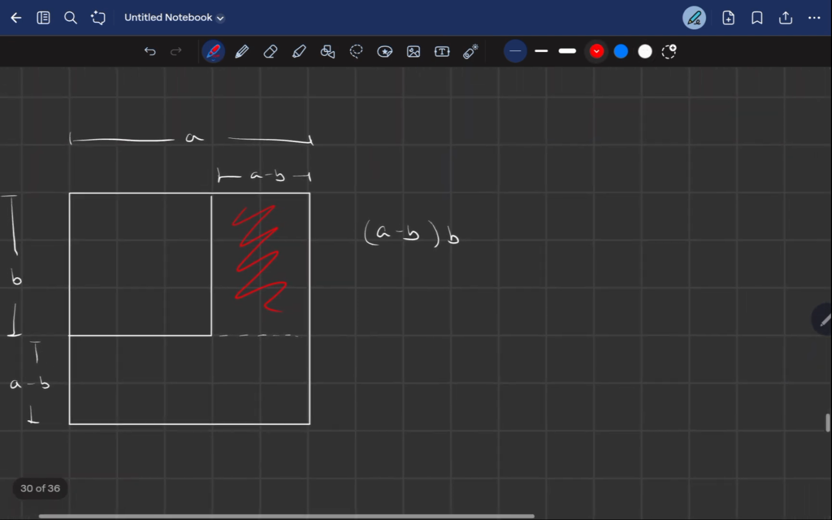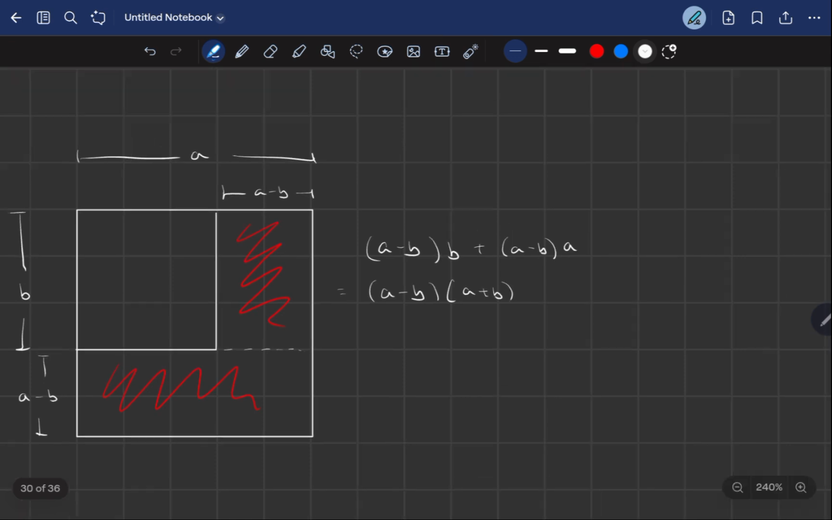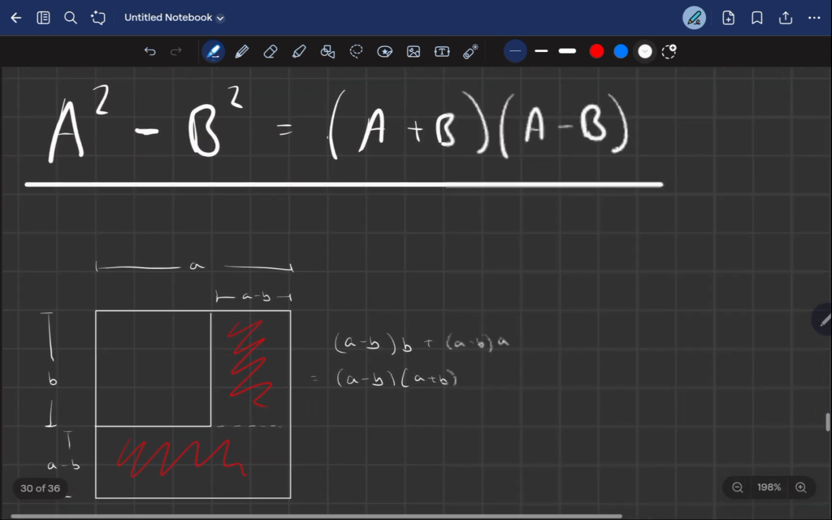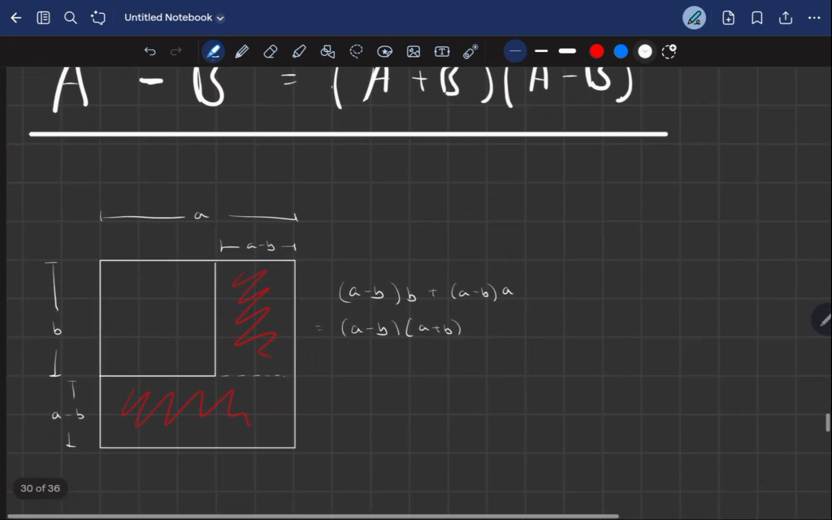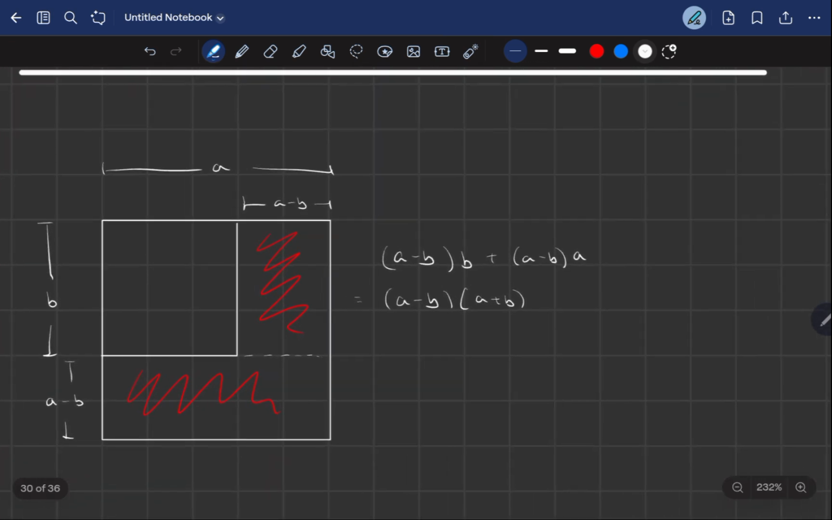Now let's add the second part, which is this, plus a minus b again, because that's the width, and I'm going to add times the length, which is a, times a. Now I can factor out entirely a minus b, and we get a plus b, which is exactly what I have right here. Now there's another way that I could do this.